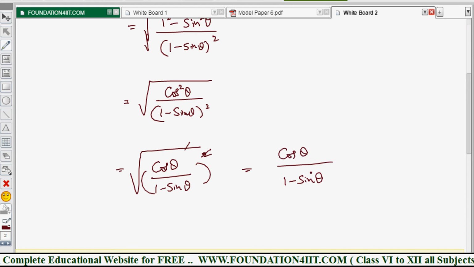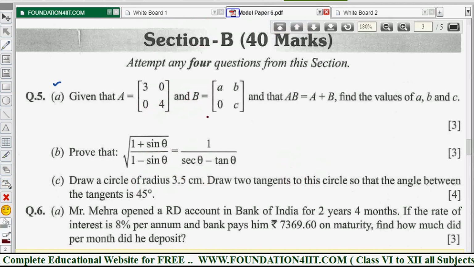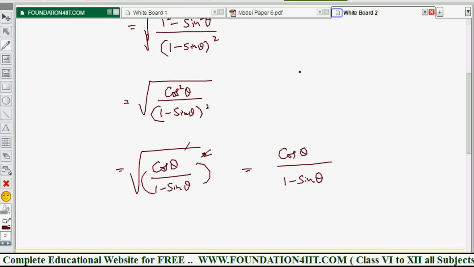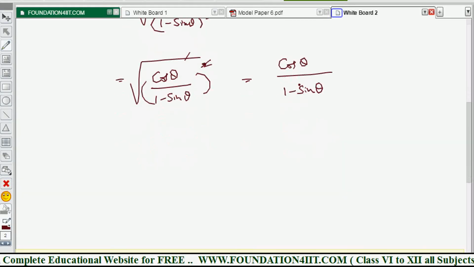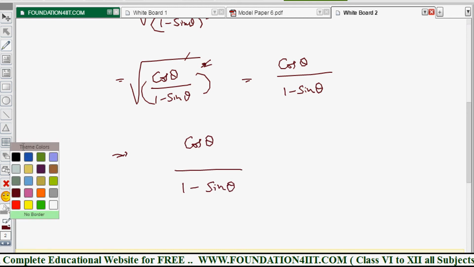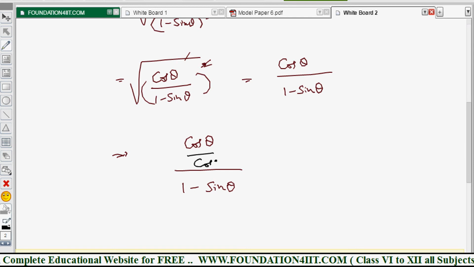So we multiply both numerator and denominator by sec theta, because we need to prove 1 by sec minus tan. Here we have cos, so just divide by cos on both sides. From cos theta by 1 minus sin theta, we need to divide every term in the numerator and denominator by cos theta. Then we can separate this, and these both get cancelled.